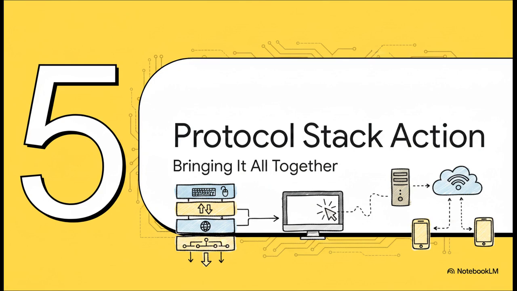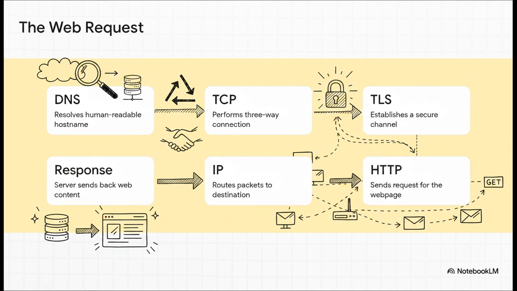And finally, Section 5, the protocol stack in action, where we bring it all together. All right, here's the climax of our explainer. Let's combine all these isolated pieces into one cohesive picture and trace exactly what happens the millisecond you press enter on your keyboard. It's basically a beautifully choreographed 6-step dance that perfectly utilizes every single standard we've talked about. First, DNS resolves your human-readable hostname into an IP address. Second, TCP steps in with its 3-way handshake to guarantee a reliable connection to that IP. Third, a TLS, or Transport Layer Security, handshake jumps in to encrypt and secure that channel.